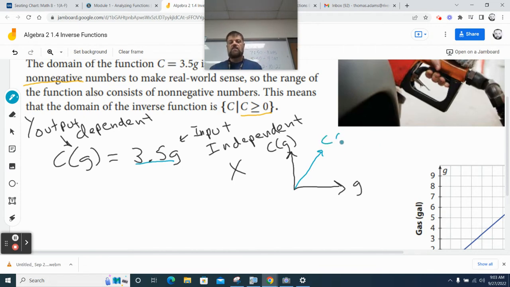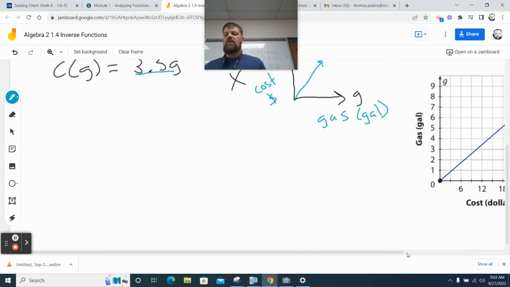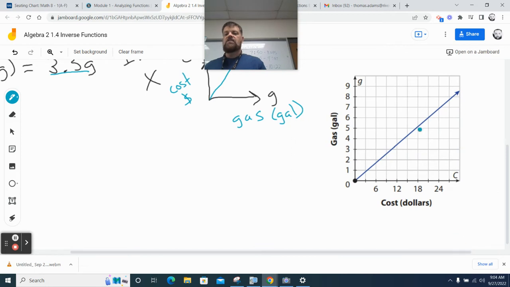This would be C of G is equal to 3.5 times G. So the reason I knew is because this is how many gallons of gas would be my x-axis, and this would be cost, and that would be in dollars. Okay? But if I look at this graph here, I have the cost in dollars versus gallons of gas. That's how I knew it was the inverse. My x values and y values were flipped.